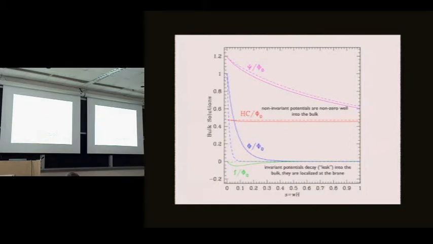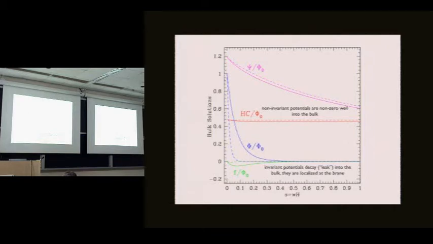And this is for 1K, this is for a higher K mode. So you see, the higher the K mode, the more concentrated at the brane it is. So these potentials decay, this is what we usually mean by leaking gravity into the brane. They are localized and they decay to 0 very quickly. Whereas the potentials which are not invariant describe the physics in the bulk, and they do not decay to 0, so they are fairly constant into the bulk.